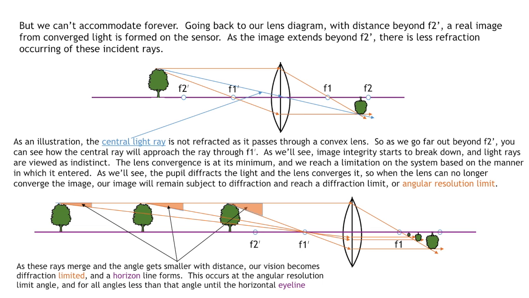As these rays merge and the angle gets smaller with distance, our vision becomes diffraction limited and a horizon line forms. This occurs at an angular resolution limit angle, which we will discuss, and for all angles less than that angle, until the horizontal eye line, the theoretical zero angle, would be produced. So anything at that particular point where the light rays are so merged together or so close to one another that you cannot resolve them, that angle plus any angle less than it up to the 0 degree point of our eye line is not visible.